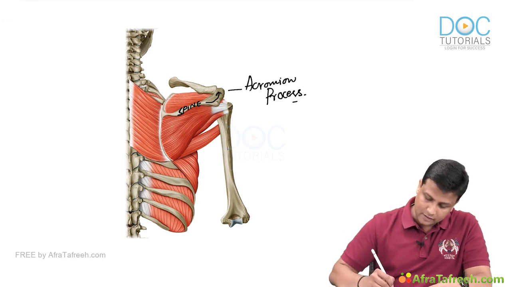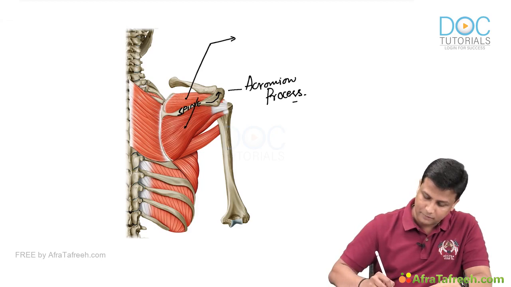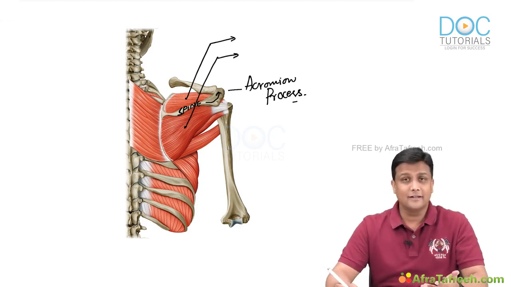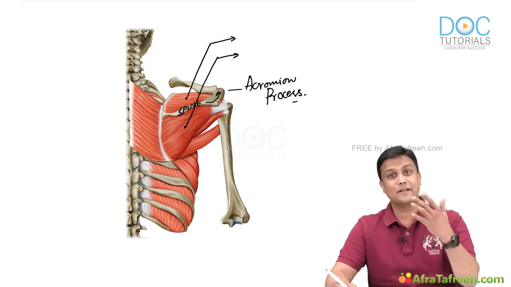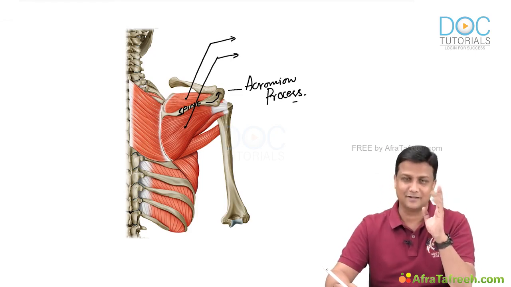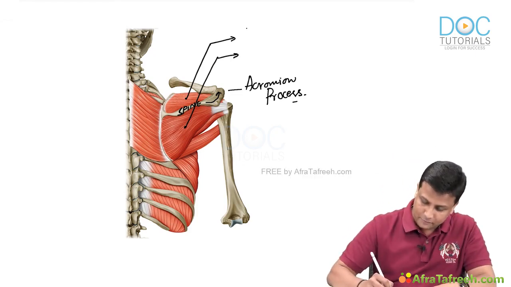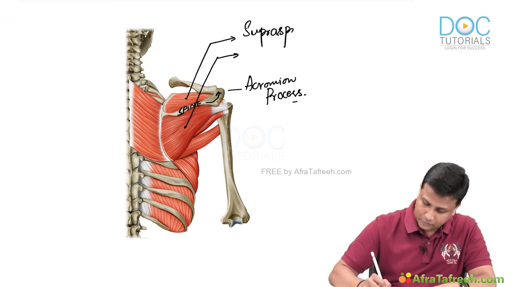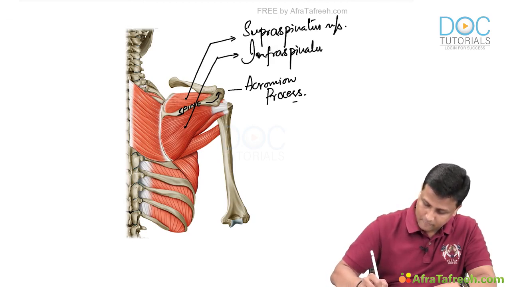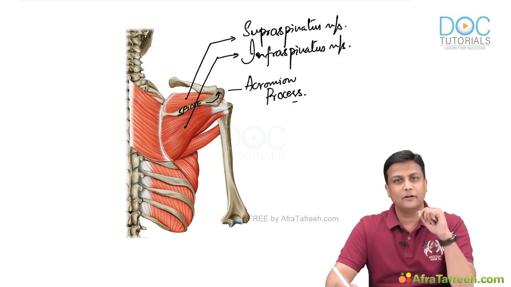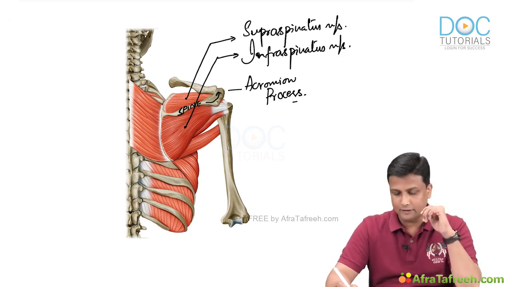Now there is one muscle above the spine here, and there is one more muscle below the spine of the scapula. And that's the reason why the name is very much meaningful here. One is supraspinatus muscle, another one is infraspinatus muscle. So one which is above the spine will be supraspinatus muscle, and the one which is below the spine will be infraspinatus muscle, guys. So above the spine you'll be having supraspinatus, and below the spine there will be infraspinatus muscle.